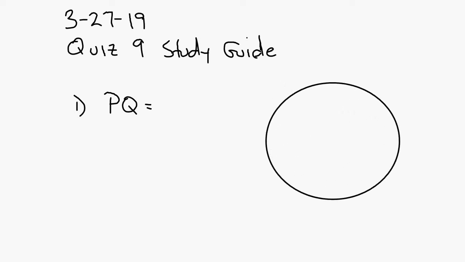Alright, so P to Q. And you're given this circle. You've got a couple of chords in there. And you're told that the arcs are congruent. And this one over here, this chord is PQ. So NM is equal to 2x plus 1. And P to Q is 3x minus 7.